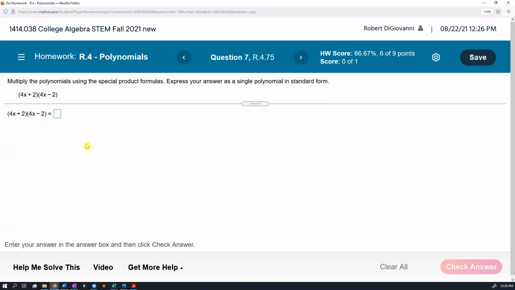Same thing here. We're going to multiply this through. So we're going to have 4x plus 2 times 4x minus 2. It's almost the same thing, but they have different signs here. Something cool is going to happen here. So starting with this one, distribute here and here. So 4x times 4x is 16x squared.